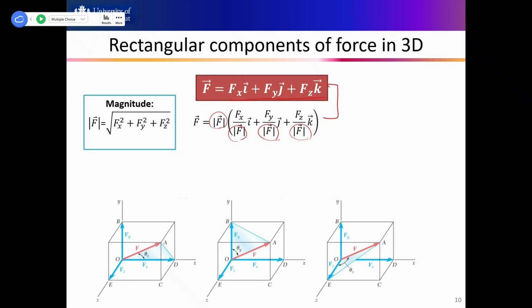Then this vector is a unit vector, so the magnitude of this vector must be 1. Do you remember what this is, fx divided by the magnitude? It is the x component of the unit vector, and that is related to something directional.